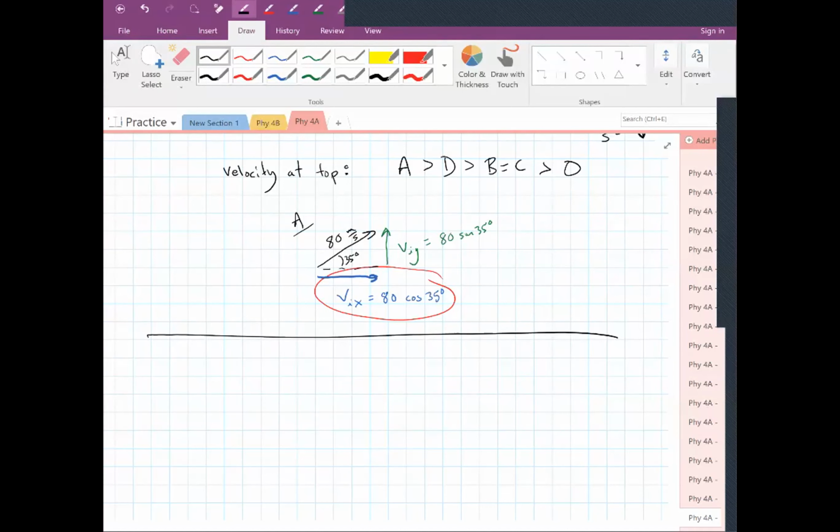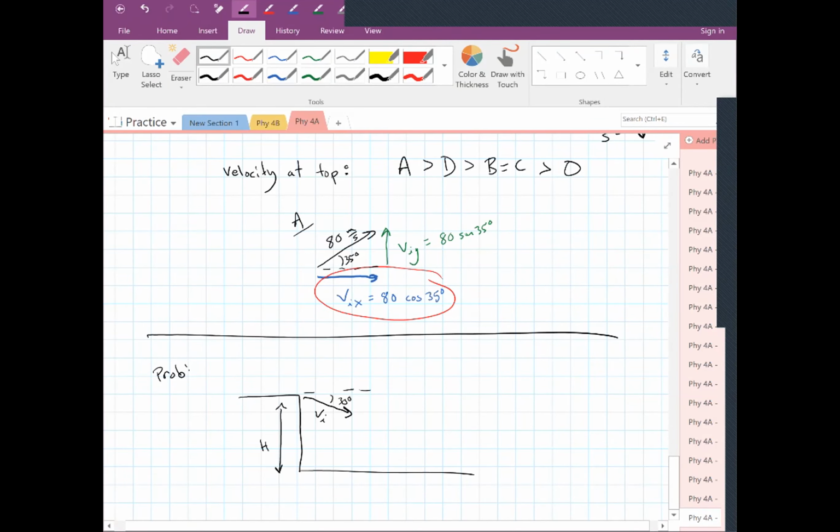Okay, I'm going to set up a problem here, and then I'm going to give you some equations that I'm going to use to solve the problem, and you're going to tell me where the origin is and what the positive direction is. So if this is our problem, I'm going to throw something down at 30 degrees. This is going to be H.